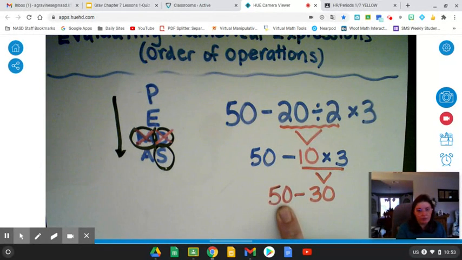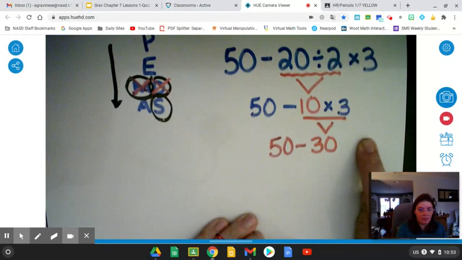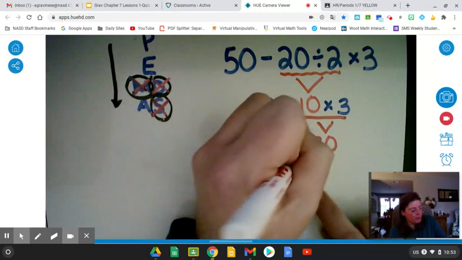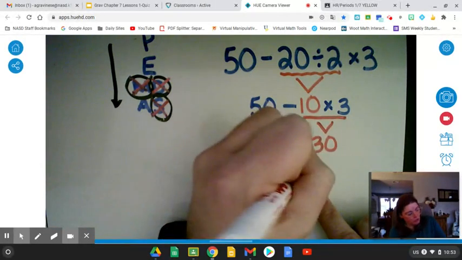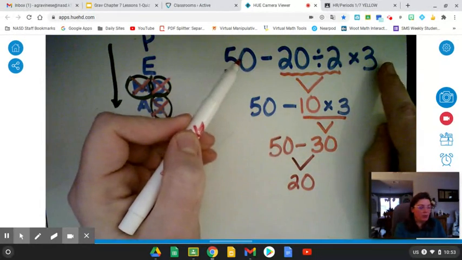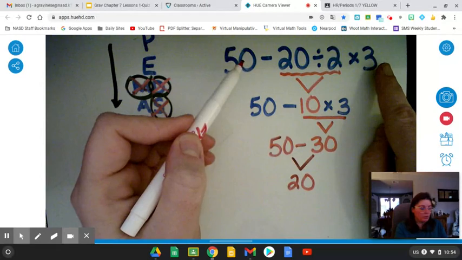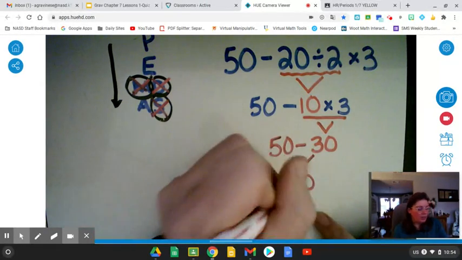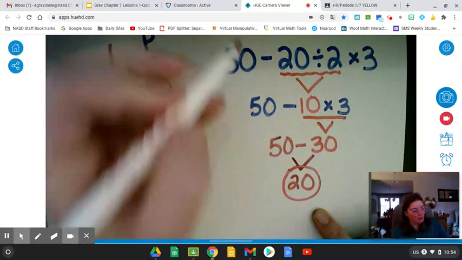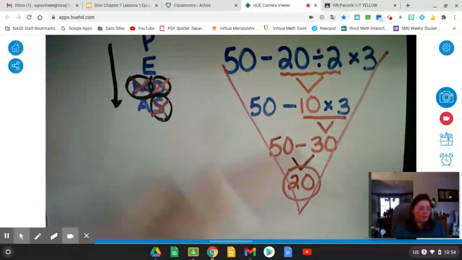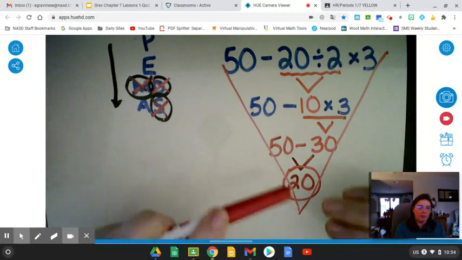Notice that I keep 50 on this side of the problem. If I switch it over here, it can affect my answer. So now I can do the last step and subtract. 50 minus 30 equals 20. So when I evaluate this numerical expression, 50 minus 20 divided by 2 times 3, I get an answer of 20. And look at that beautiful V shape. That shows me that I've gone step by step.